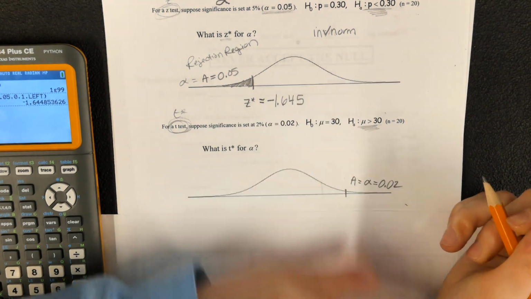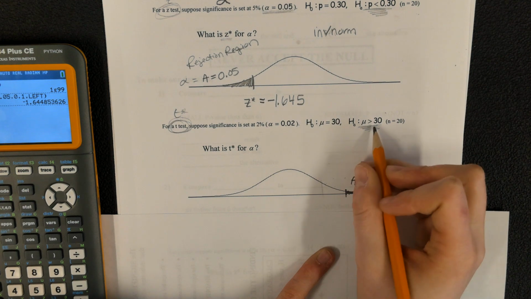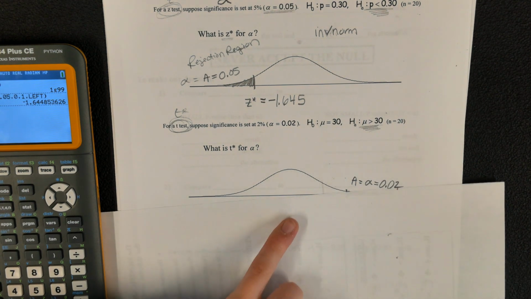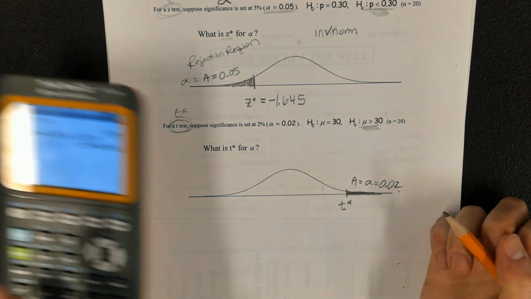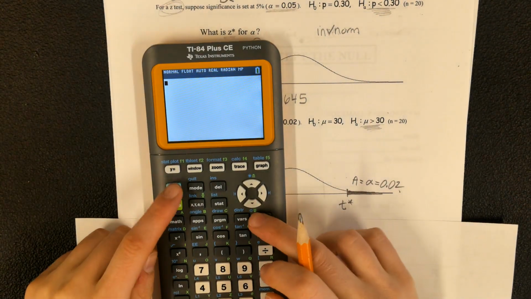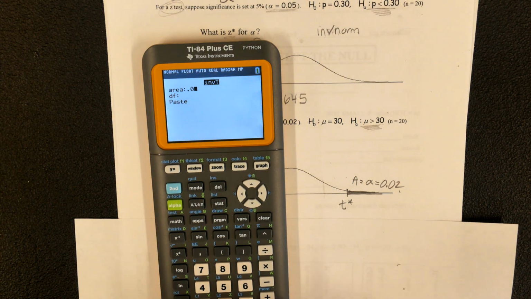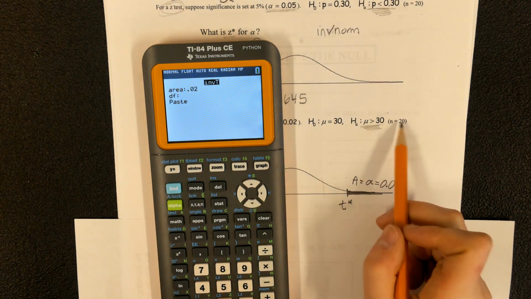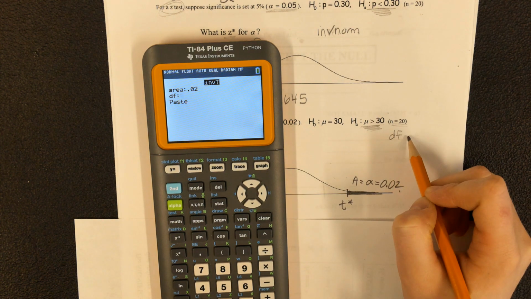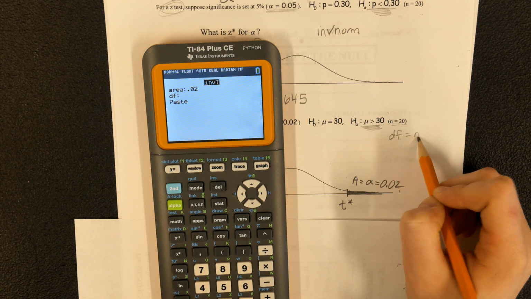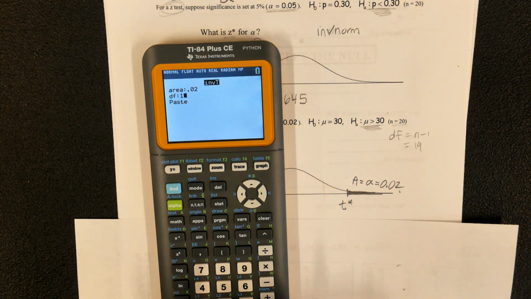So a very tiny area, right? And we're shading above it because that's what my alternative hypothesis says, and we need to go figure out what the heck t-star is. So from before, I am going to go to second bars. Inverse t this time, my area is 0.02. My degrees of freedom, remember degrees of freedom is n minus 1, and so that would be 19. Okay, so I'm going to type in 19.